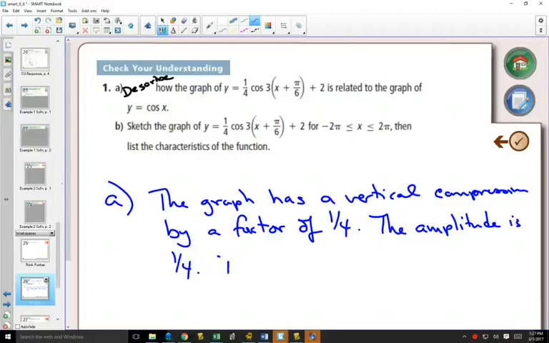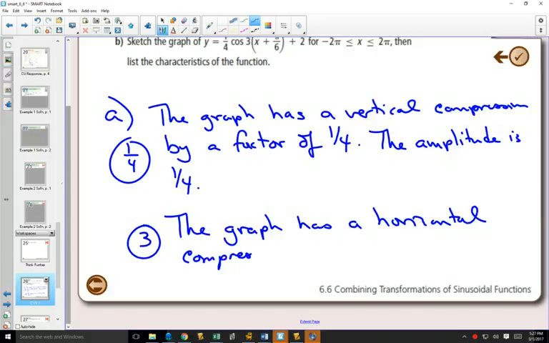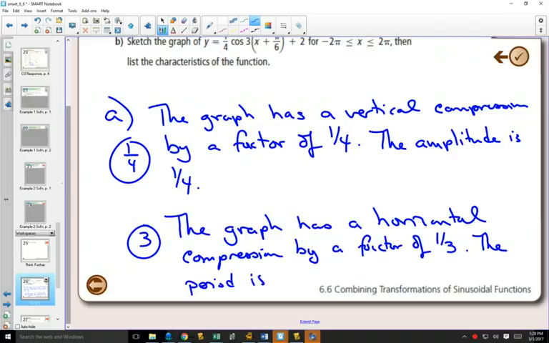The 3. Maybe I'll make it nice and neat one at a time. So the first thing we looked at was the 1/4. Now looking at the 3. The graph has a horizontal compression by a factor of 1/3. So that's the description with transformations. And specifically, that means instead of the period being 2 pi, the period will be 2 pi divided by that b value, or 2 pi over 3.